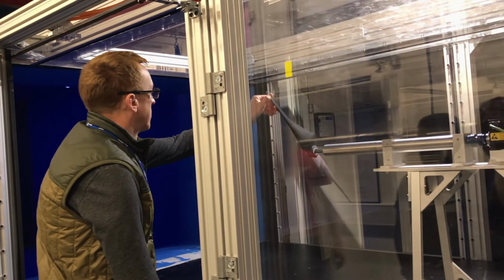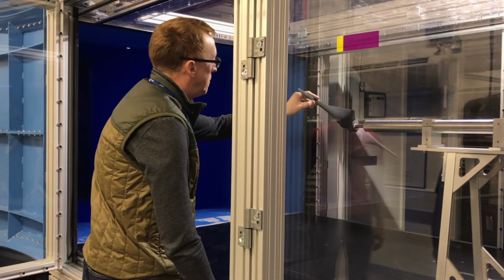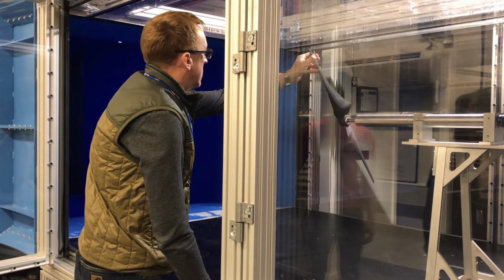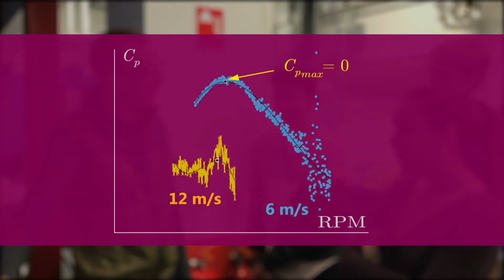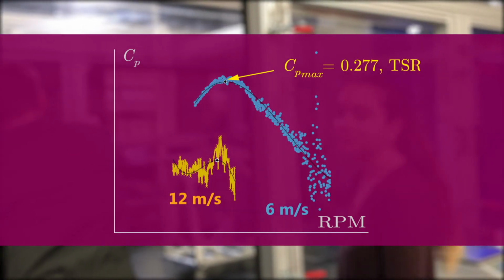noises. We obtained a CP of 0.28, which was 83% of our target CP, at a TSR of 8.5. It is worth mentioning though that for the 6 meters per second curve, the maximum power delivered was impressive, and both our CP and TSR were within 20% of our predictions.